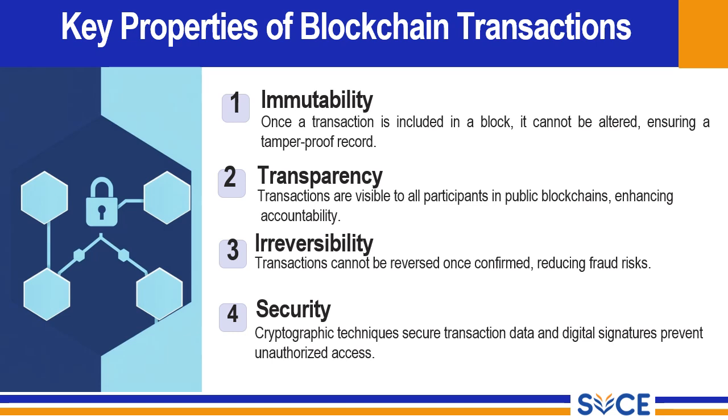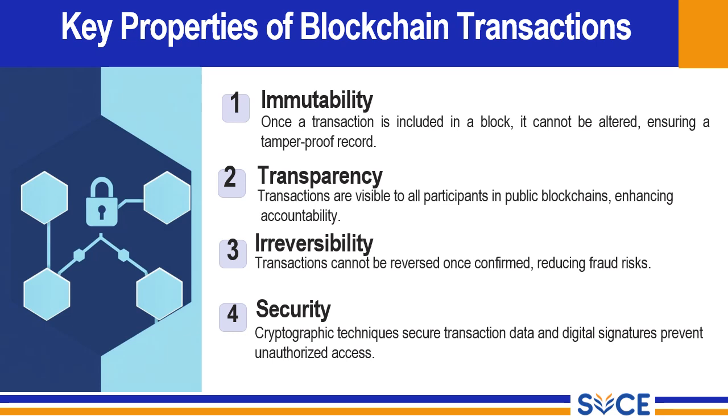Okay, the key properties of blockchain transactions make them secure, transparent, and immutable. These properties ensure trust and prevent tampering. So the first key property is immutability. The transaction cannot be altered. Once the transaction is recorded on a blockchain, it cannot be changed, deleted, or altered. This prevents fraud, manipulation, and double spending.